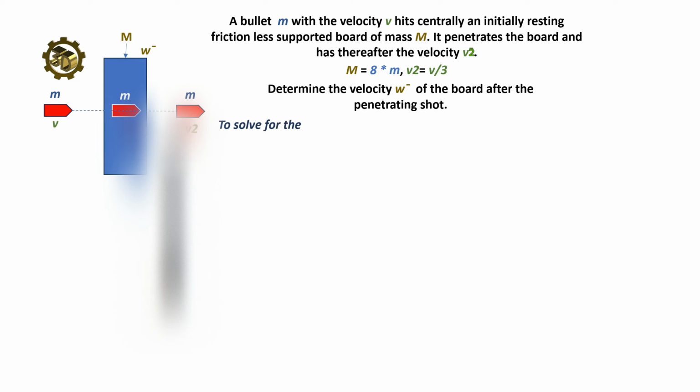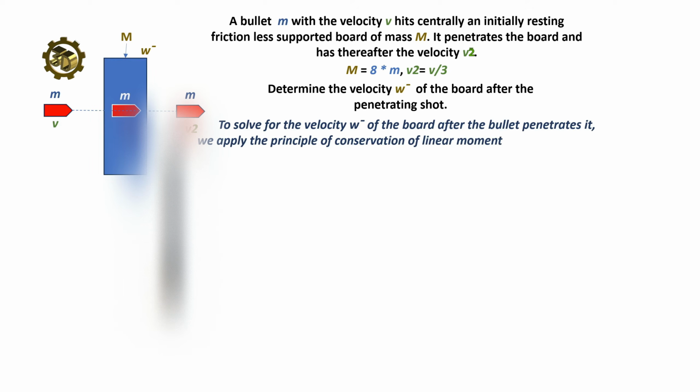To solve for the velocity w of the board after the bullet penetrates it, we apply the principle of conservation of linear momentum. The conservation of momentum principle states that if no external forces act on a system, the total momentum of the system remains constant.